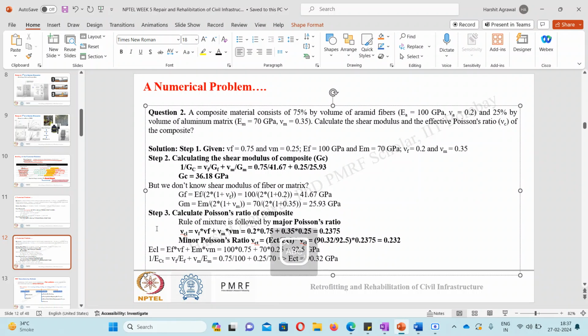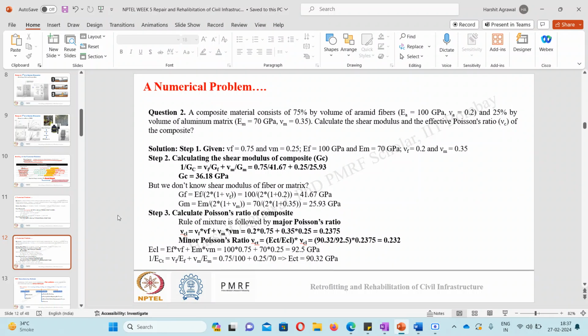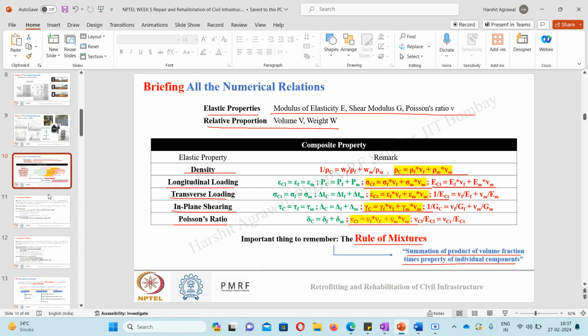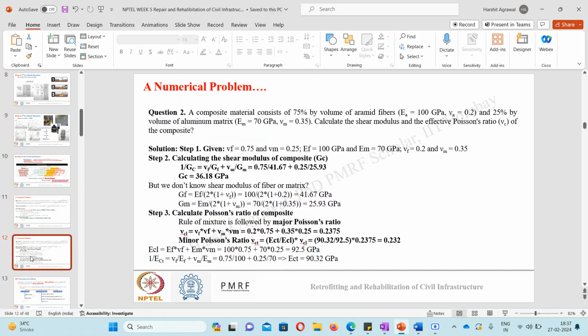I hope both the questions are clear to everyone now. So basically through these two questions, I have tried to cover all the relationships that we talked about in the last session and in this table. Okay, so you can see we covered this relation for density, we covered both. For longitudinal loading, we covered both the relationships. In transverse loading, we talked about how to calculate modulus of elasticity in transverse direction. For in-plane shear, we covered this relationship. And in Poisson's ratio, we covered both the relationships, major and minor Poisson's ratio.